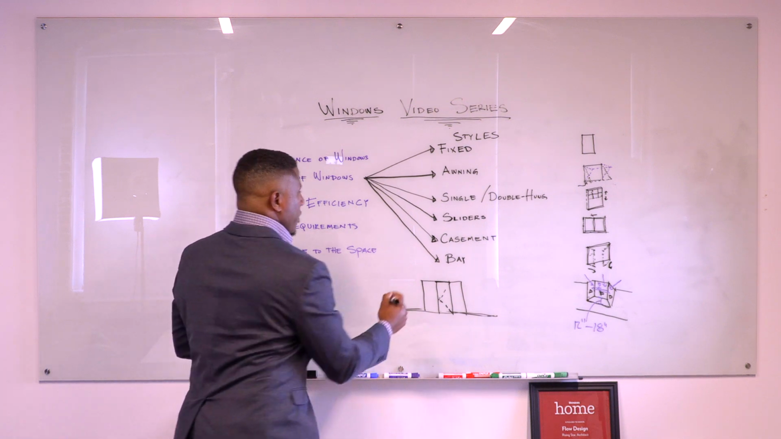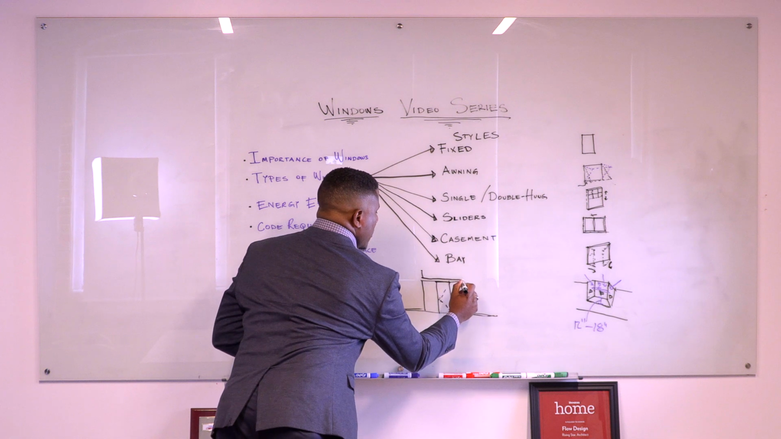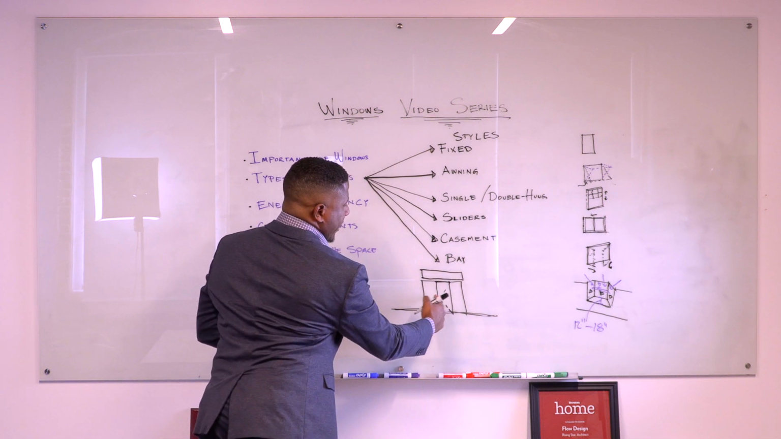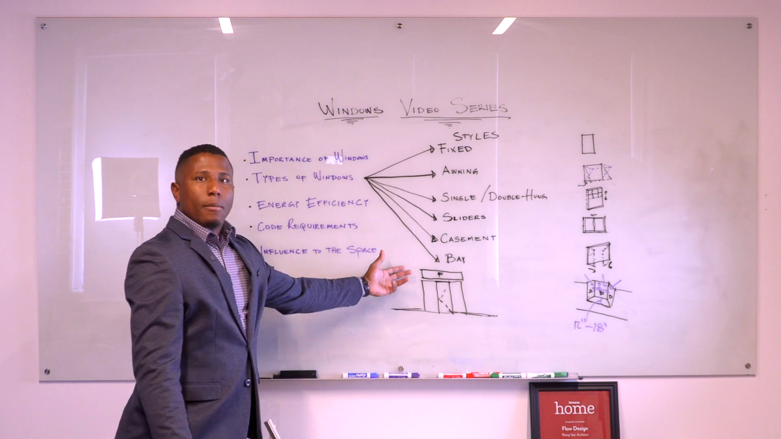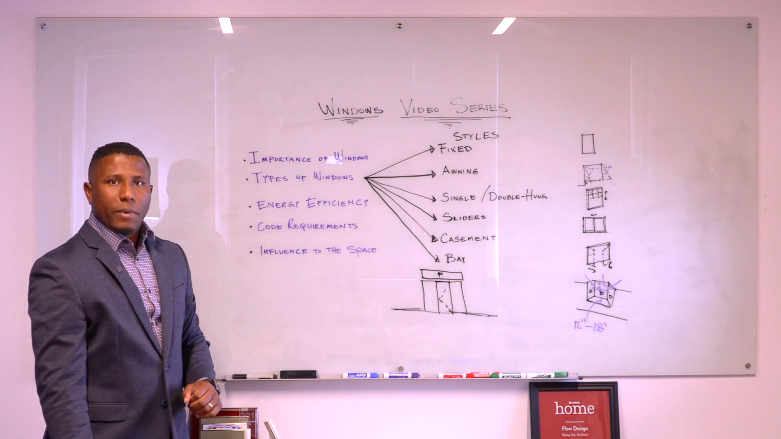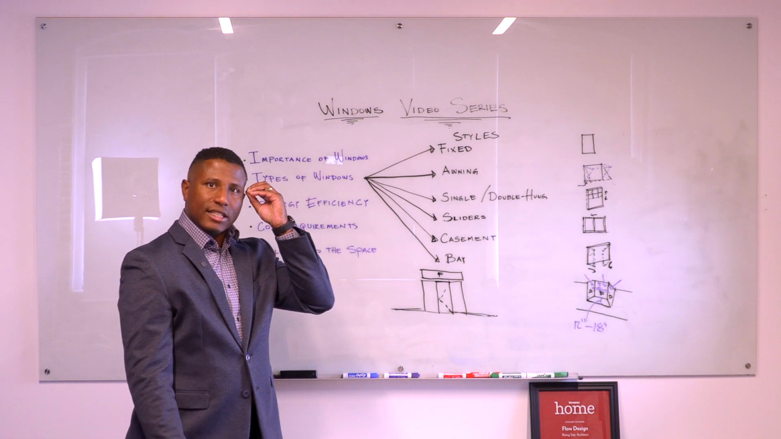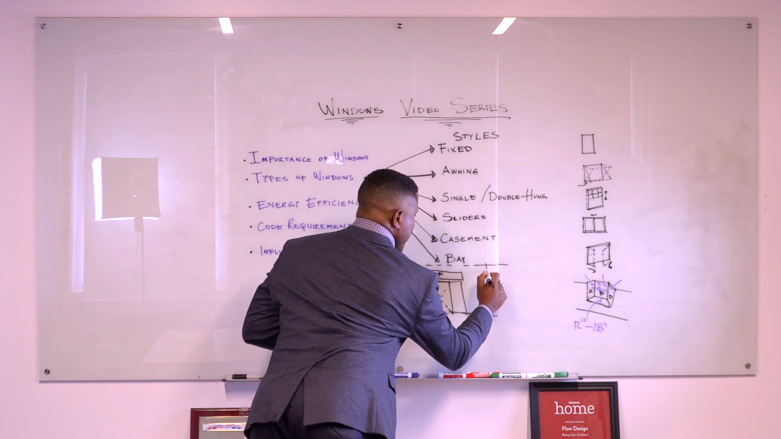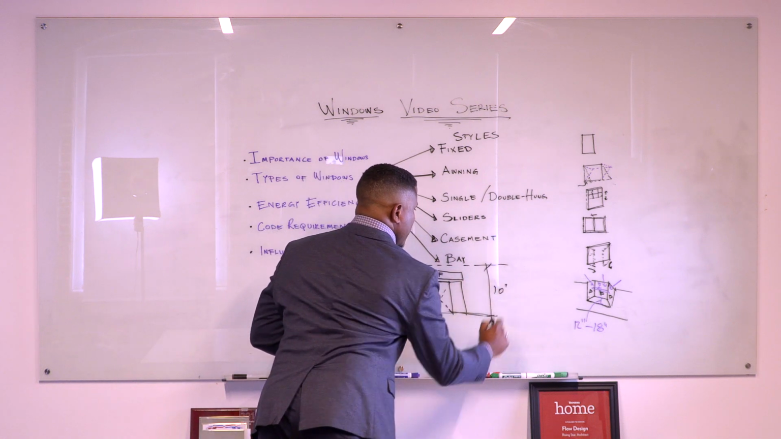What you could do is have a fixed window right above that door and side lights, to bring even more light into your space. Now, the only thing that you need to consider, thinking strategically, is the relationship of your ceiling. Let's say you have a ceiling of 10 feet.